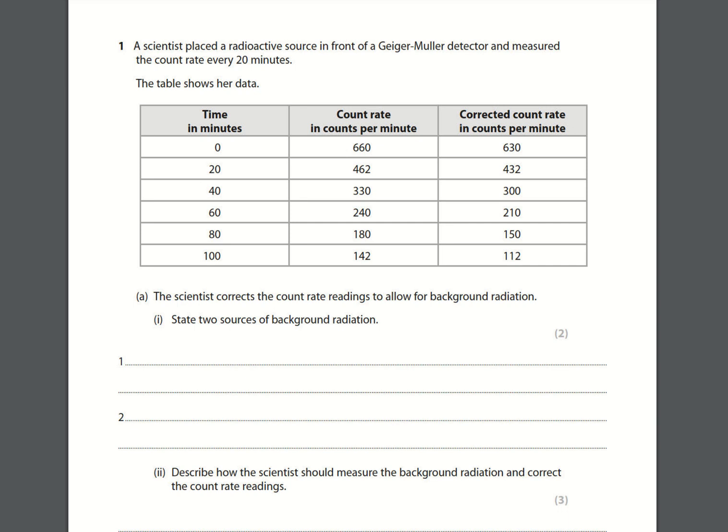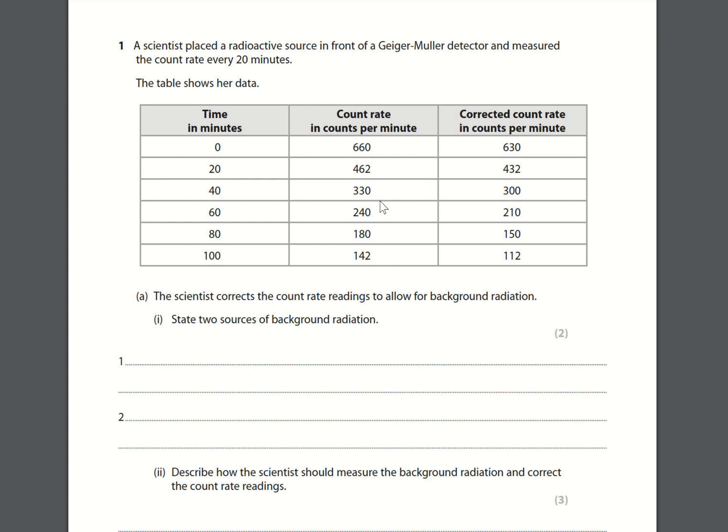IGCSE Physics. Paper 1. Radioactivity, Part 3. A scientist placed a radioactive source in front of a Geiger-Müller detector and measured the count rate every 20 minutes.